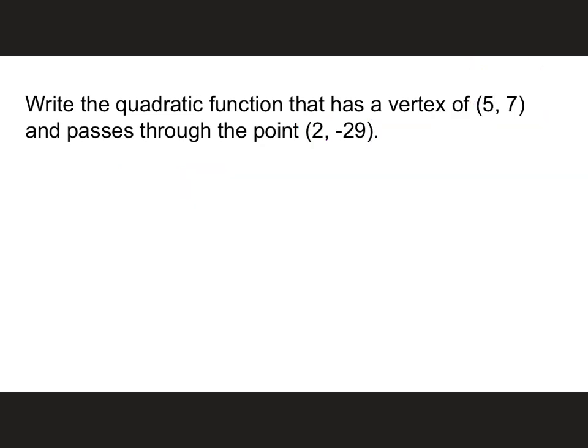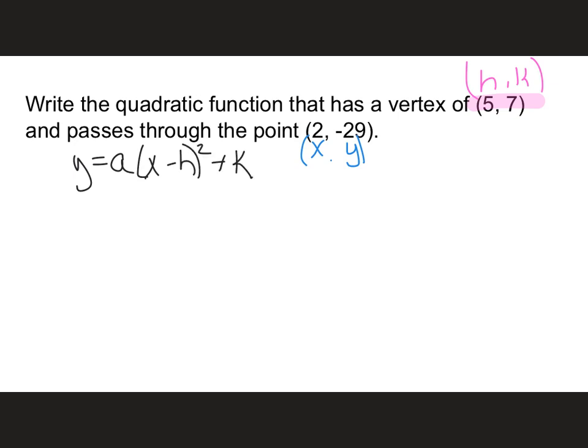All right, let's try another one. So this time we're going to write the quadratic function that has a vertex of (5, 7). Remember, this will be our h and our k values. So that's our vertex, and passes through the point (2, -29). So this will be a value of x and y. So if we start with vertex form, y equals a times x minus h squared plus k. Then y is going to be negative 29.